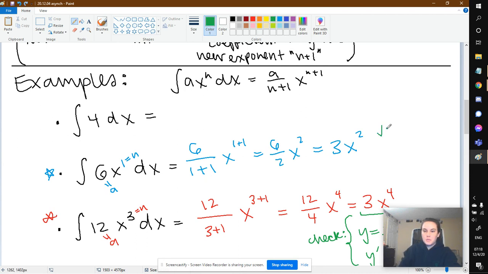Let's check. If our function is this, our derivative would be this, because we're multiplying these two numbers and then knocking this down by 1, and we're good. That is, again, our original function.